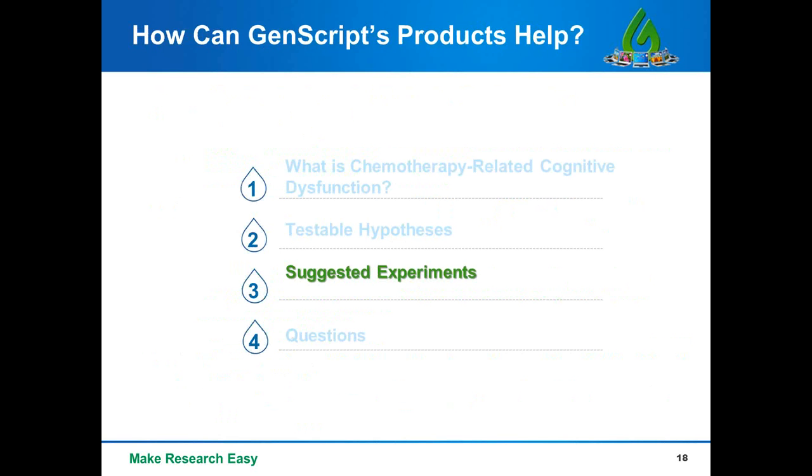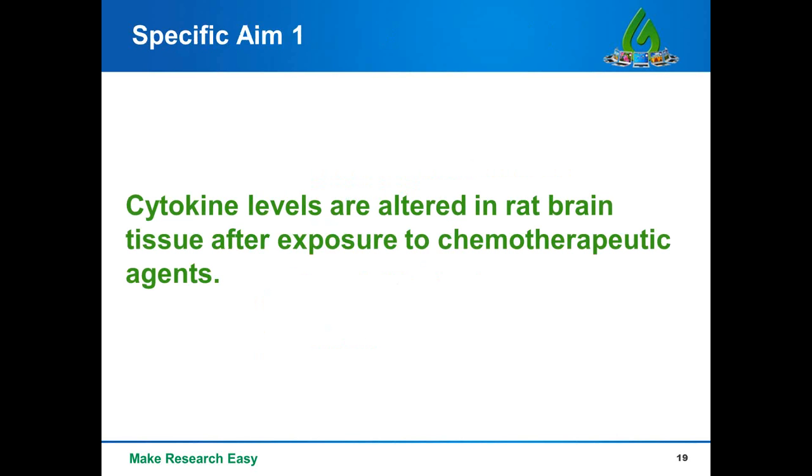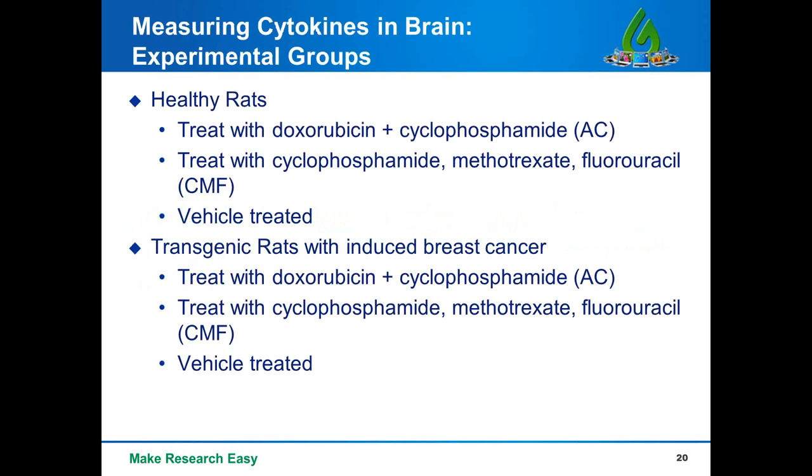So let's look at how some of GenScript's products can help us test these hypotheses using some suggested experiments. Let's look at specific aim 1 first. Here we're going to look at cytokine levels in rat brain after exposure to chemotherapeutic agents.